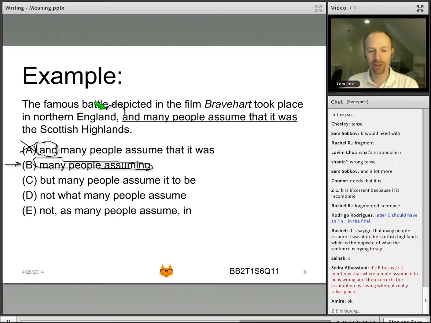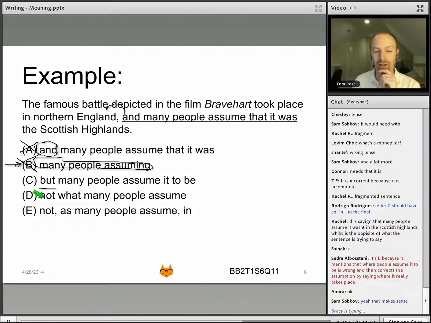people thinking it was in the Scottish Highlands is a departure from the fact that it took place in Northern England. Right? There's no word that says but or not or although. So that makes this one wrong from a meaning standpoint. The rest of these have a good conjunction-ish word, but not and not.